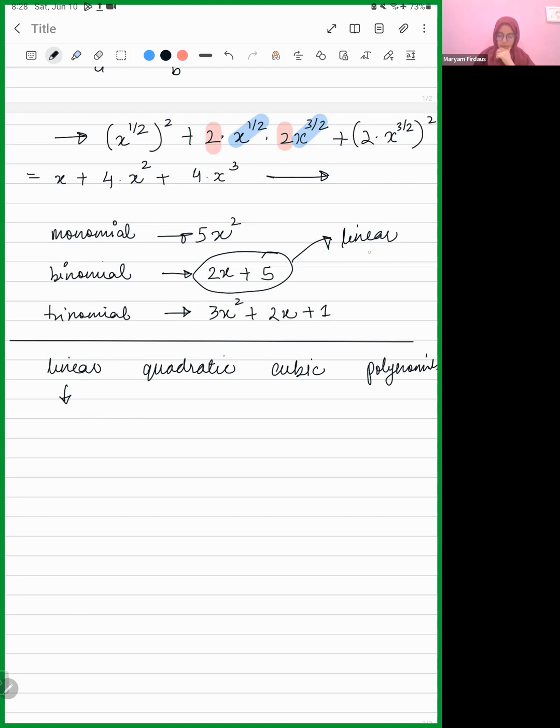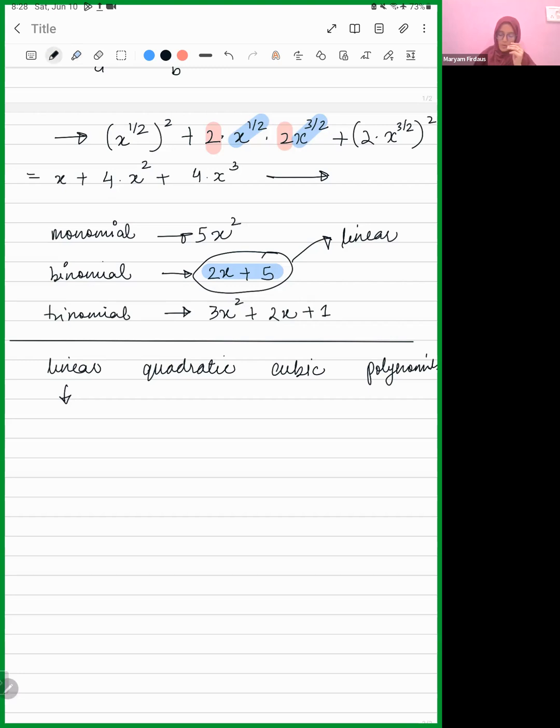No, I can't see anything. You can't see? No, I can't see anything written. No, I'm talking about this one, 2x plus 5. Yes, ma'am. Is it visible to you? Yes, ma'am.